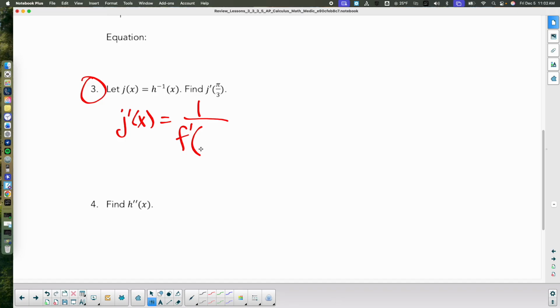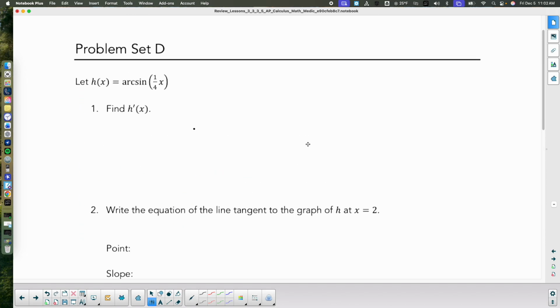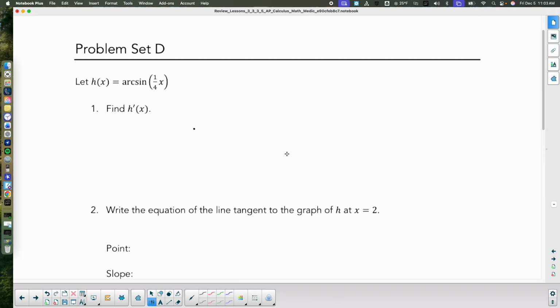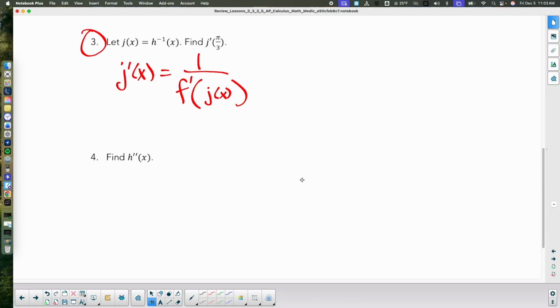So on this particular problem, instead of writing f inverse, we're told that j is the inverse of h. So I'm just going to write j of x. So j represents the inverse of the problem that was listed at the top most likely. I think h is up at the top, right? Yep. So say it again. We haven't done anything, so I don't know. That's a good question. Okay, so h is arcsine of 1/4 x.